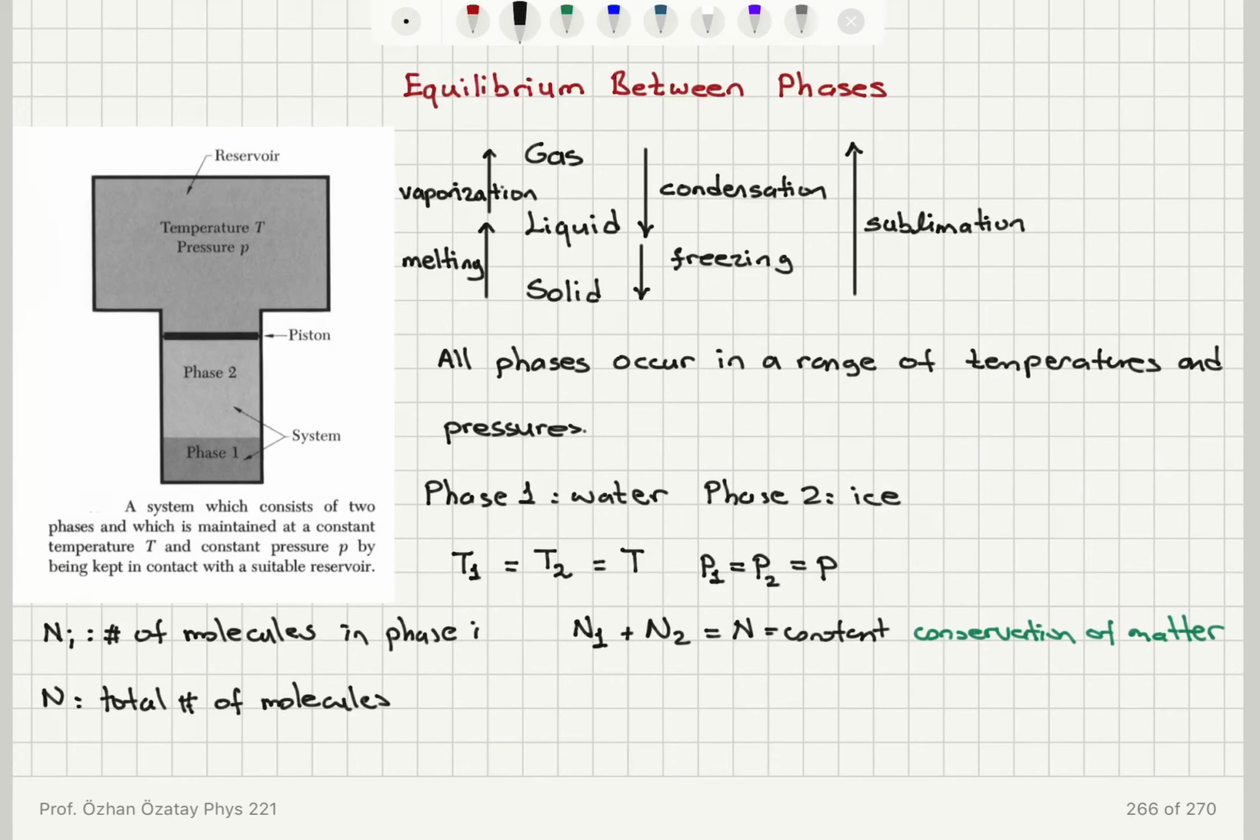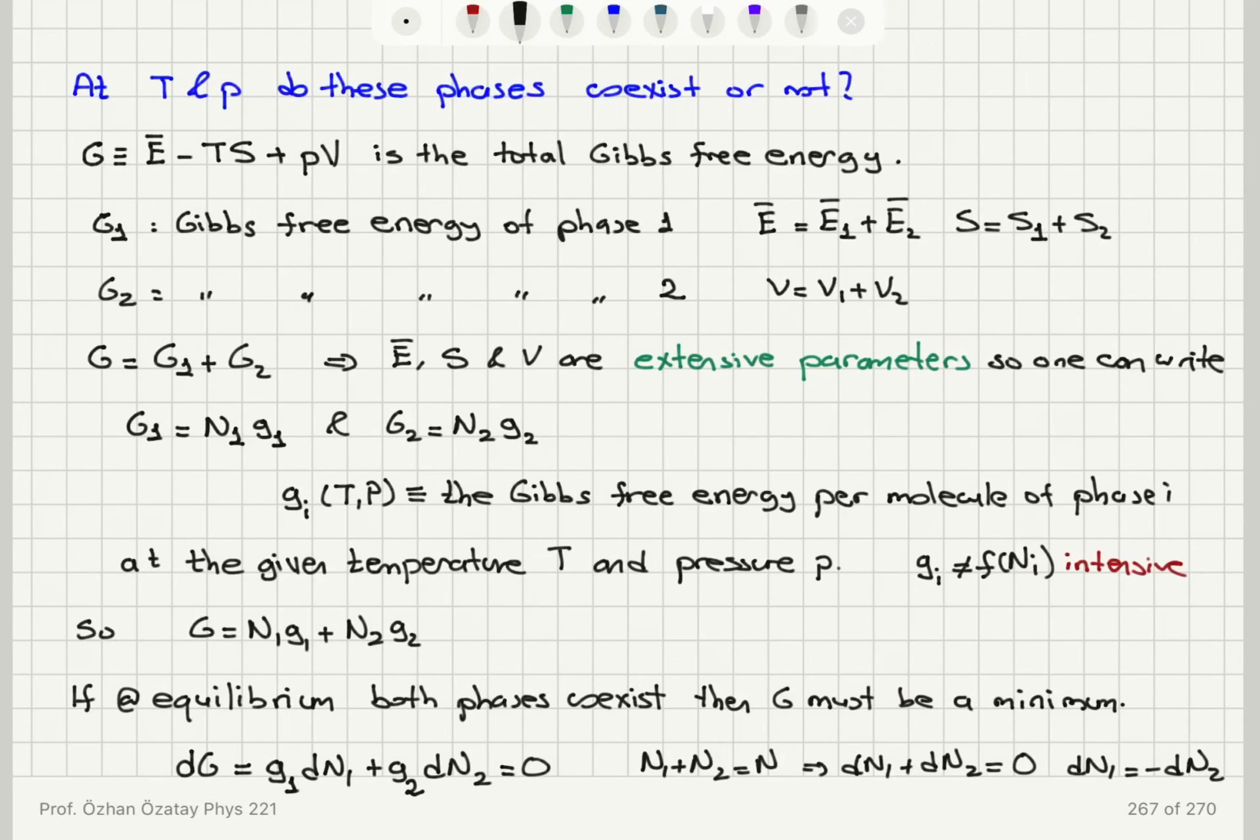The total number of molecules must be a constant because there's conservation of matter. If some molecules go from phase 1 to phase 2, we don't have any loss of molecules or any new molecules created in this process. It's the same total number of molecules that is going through this transformation. At what temperature and pressure do these phases coexist?